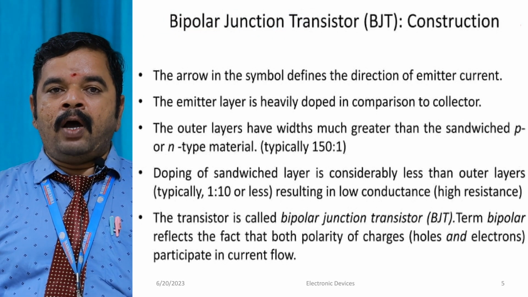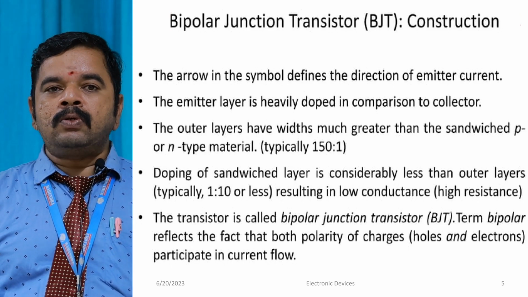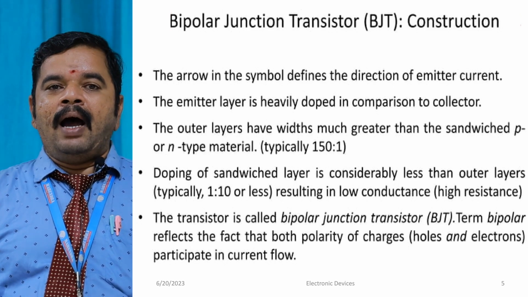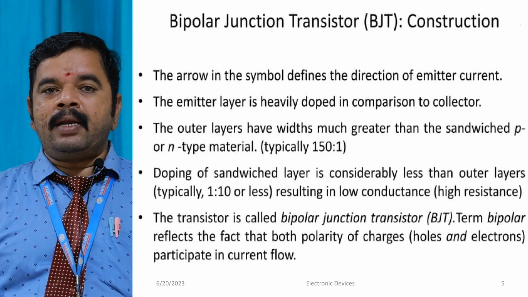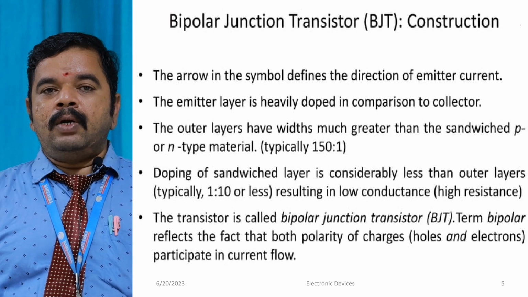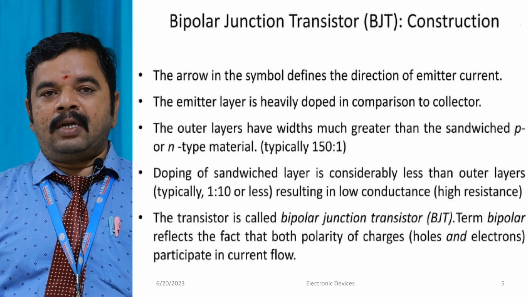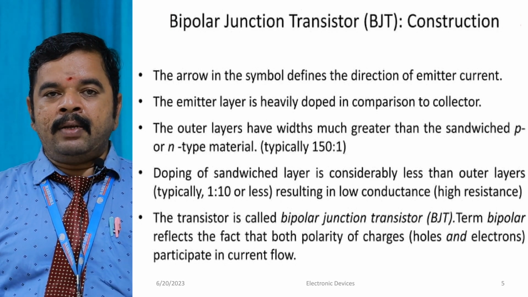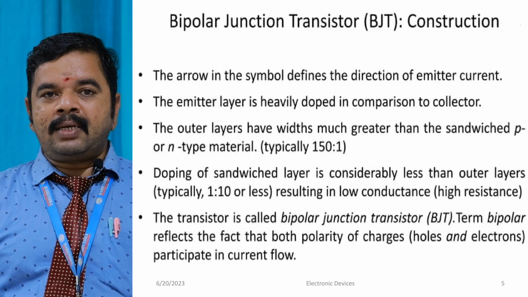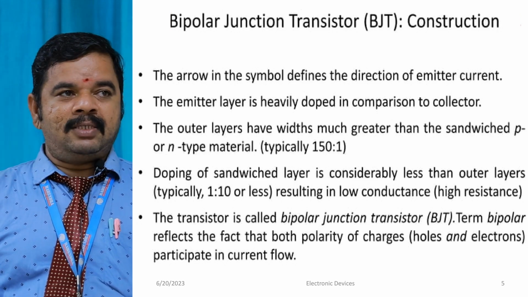That's why the emitter is heavily doped and consists of majority carriers, the base is lightly doped, and the collector collects the carriers. So the emitter is the input terminal and the collector is the output. Via the base, from the emitter to the collector, the current flows. So that is called the BJT system.